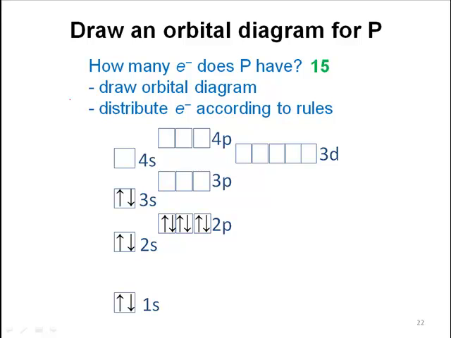Where do they go? 3p, but they all have to be up. If one of them is down, it's wrong. If one of them is paired up, it's wrong. If 2 of them are paired up, it's wrong. If all 3 hop into a container, it's totally wrong. Any questions? This is how to draw an orbital diagram. People ask, will this be on the AP test? They could definitely do this.